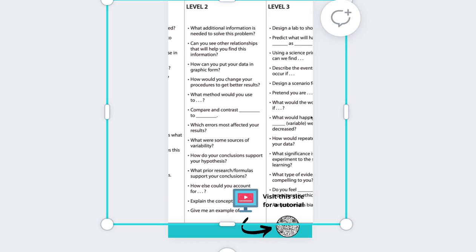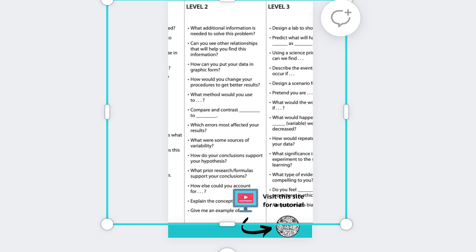So, what additional information is needed to solve this problem? What's missing in the text? Can you see other relationships that will help you find information? How could you put your data in a graphic form, a chart, a table, something like that? How would you change your procedures to get better results? What method would you use?